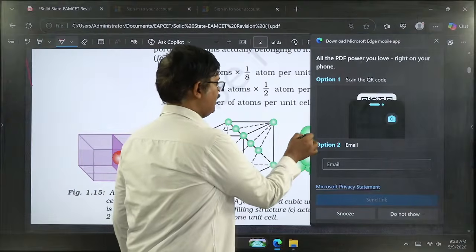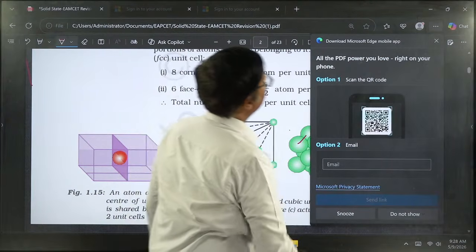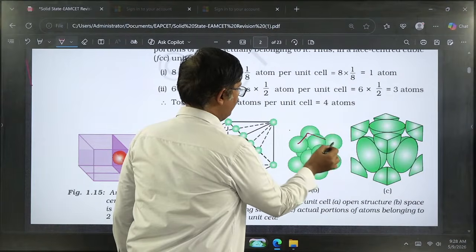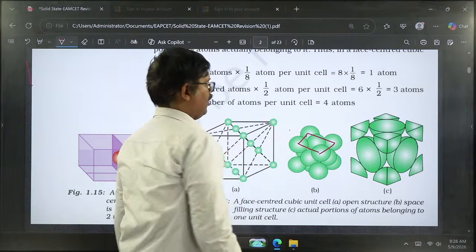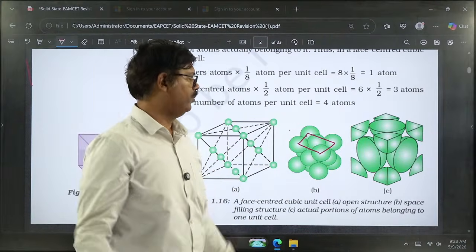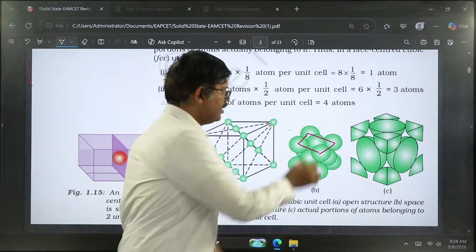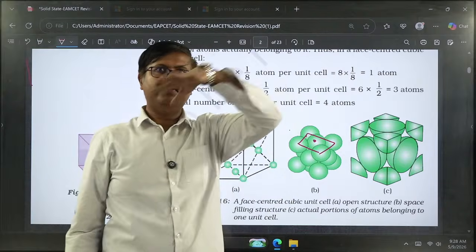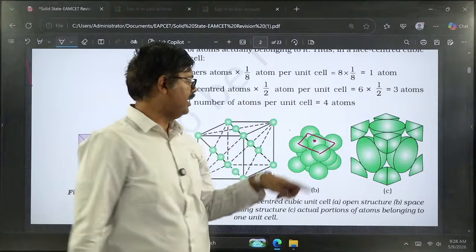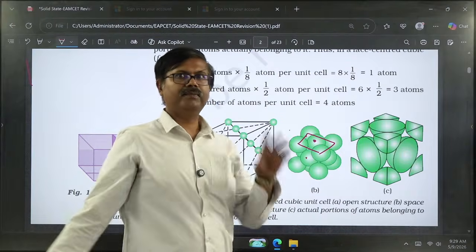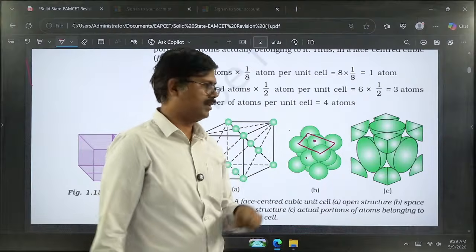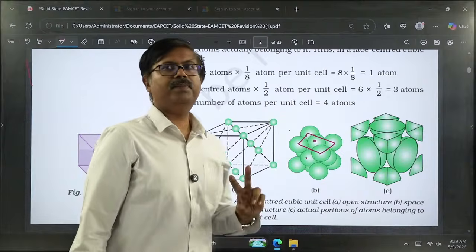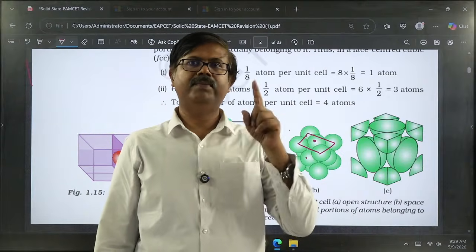See, suppose you take these four top corners of a cube. If you visualize these 4 atoms, this is the center of those 4 corners. The top face, that is the center of the face. Like that, every face has a center. 6 faces, 6 face centers exist. And the corners' contribution per unit cell we are already aware of, 1 by 8.